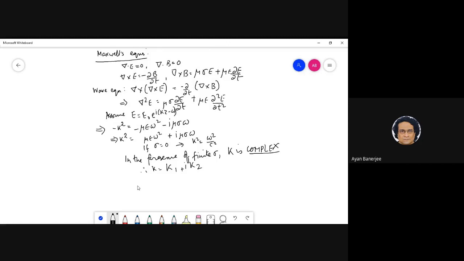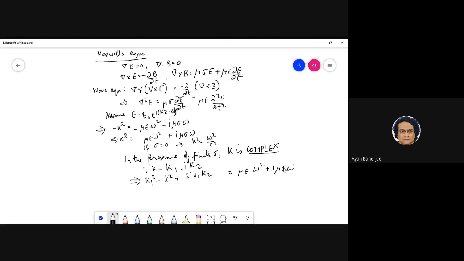If I put k equal to k1 plus i k2 in this equation, you know what happens, right? So let us proceed. That implies that k1 square minus k2 square plus 2i k1 k2 equals mu epsilon omega square plus i mu sigma omega.